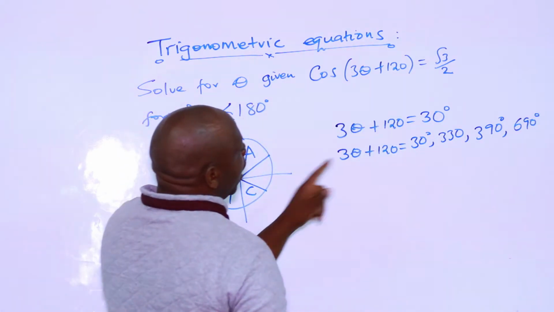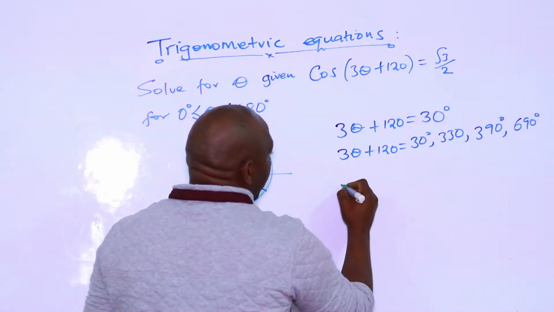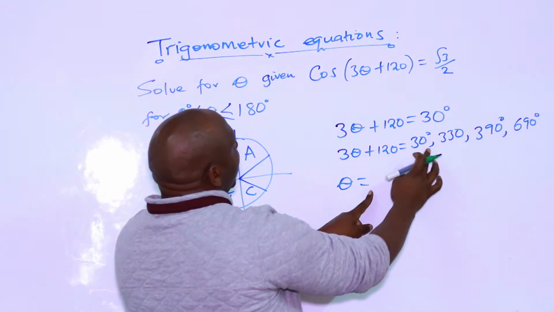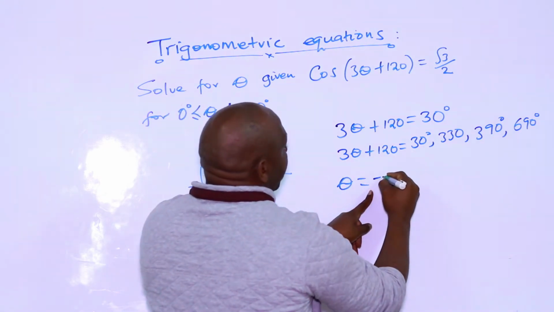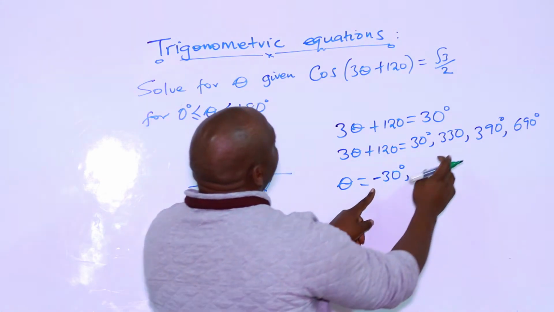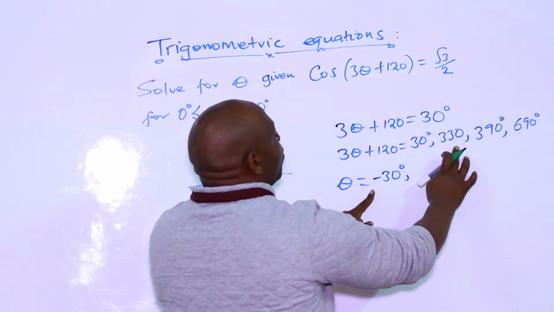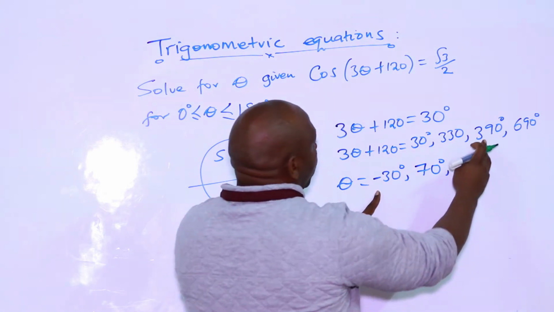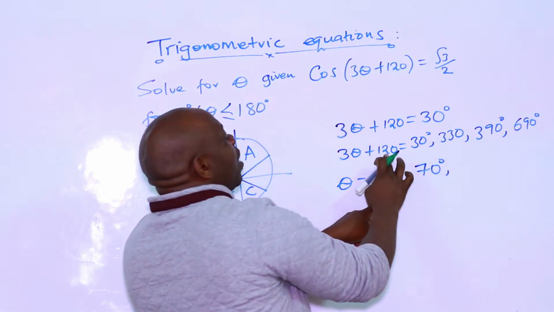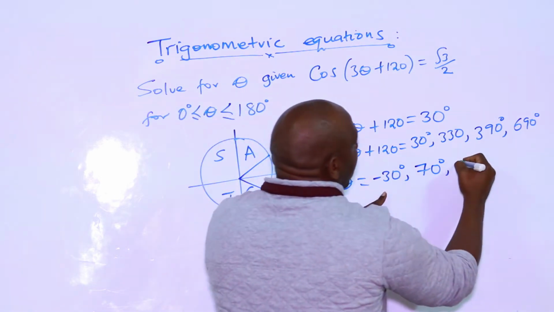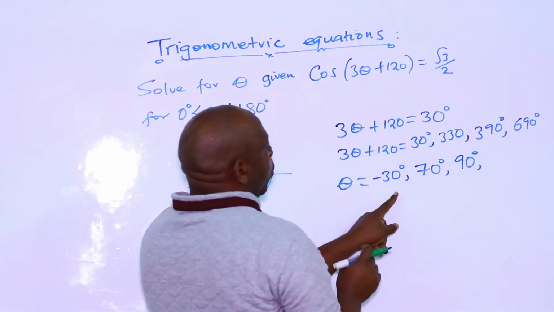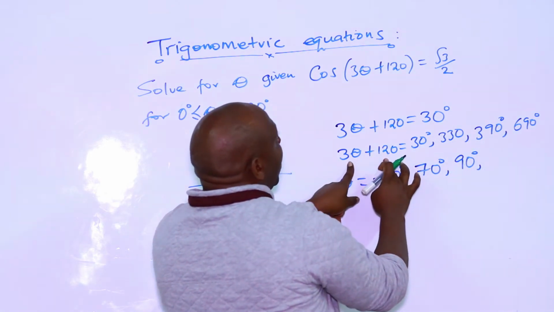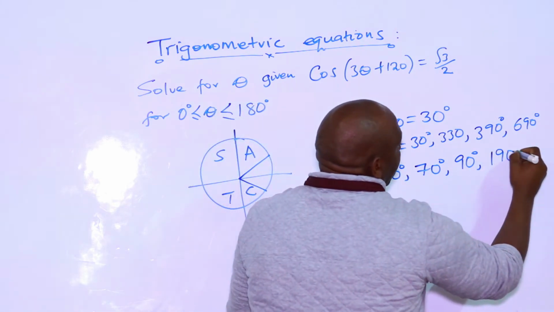And therefore, from there, you make theta the subject. You get theta equals, the first one, take 120 on this side, that is 30 minus 120, divided by 3 to get negative 30 degrees. The next one, you get 330 minus 120 divided by 3, you get 70 degrees. The next one, you get 390 minus 120 divided by 3 to get 90 degrees. And the next one is 690 minus 120 divided by 3 to get 190 degrees.